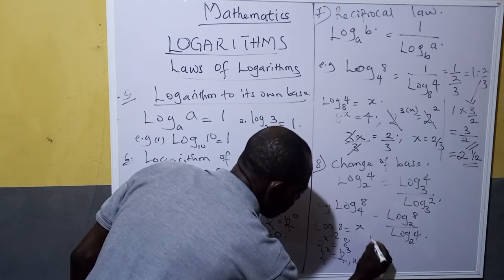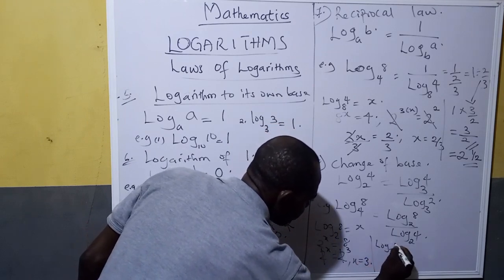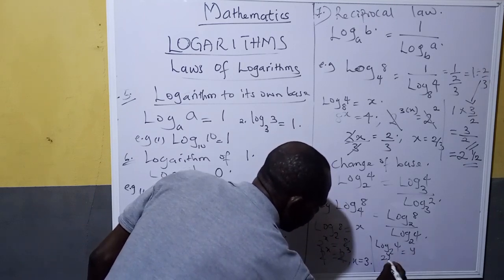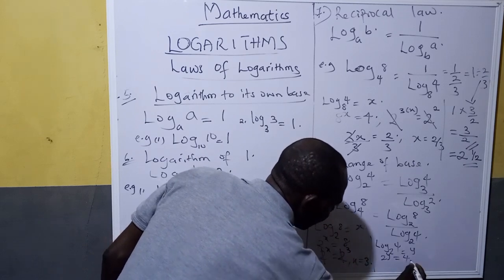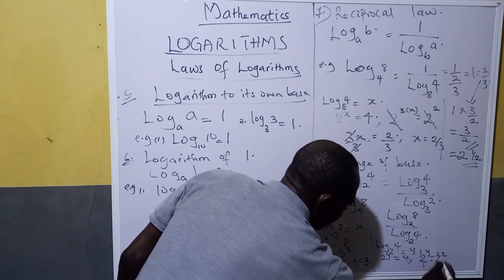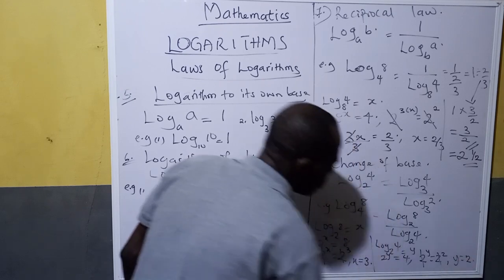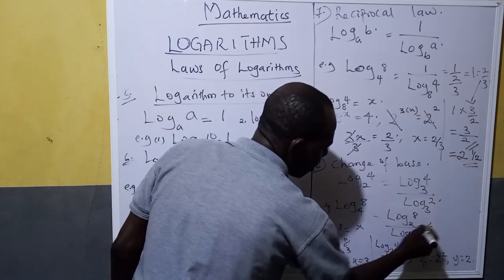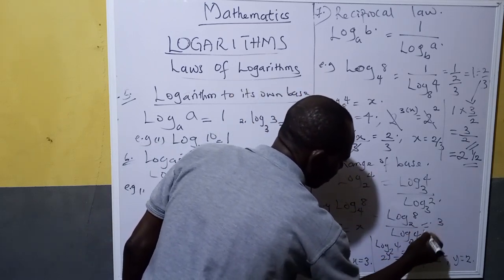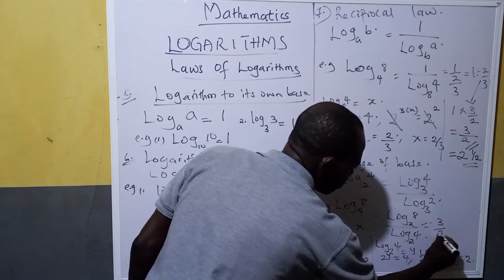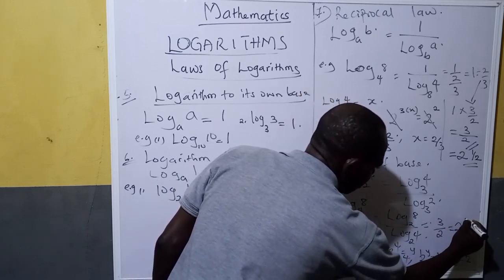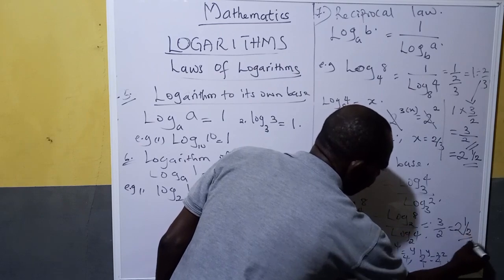Now, for 4, it becomes log 4 base 2, then equals to, let's say, y. Then 2^y equals to 4. Then I have my 2^y equals to 2 squared. Cancel, cancel. Now y equals to 2. Now if I bring it here, this one is 3. Log 4 base 2 is 2. I have 3 over 2. If I solve for that, it becomes 1 whole number 1 over 2.